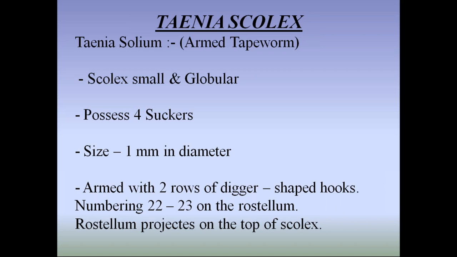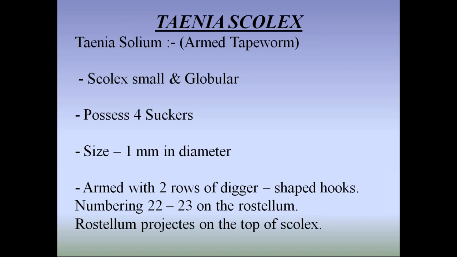The head or scolex, neck, and strobila, the body. The adult worm is similar in any cyclophyllidean cestode. There are two types of cestodes: cyclophyllidean and pseudophyllidean. In cyclophyllidean cestodes, the head appears like a circle. In pseudophyllidean cestodes, there are no such circles; the head is like that of trematodes.